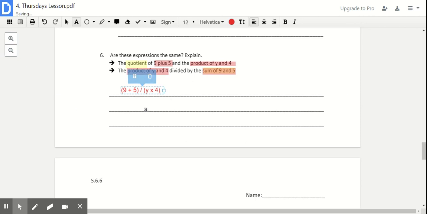Okay, so this is our first one. Now let's see if our second one is going to be the same exact way here. So this one says the product of y and 4 divided by the sum of 9 and 5. So the same thing here, product of y and 4 divided by the sum of 9 and 5.